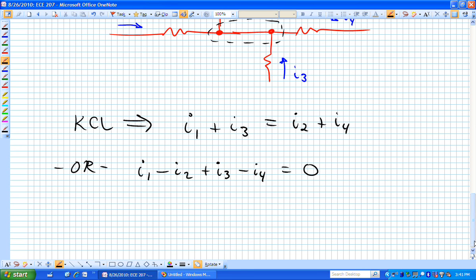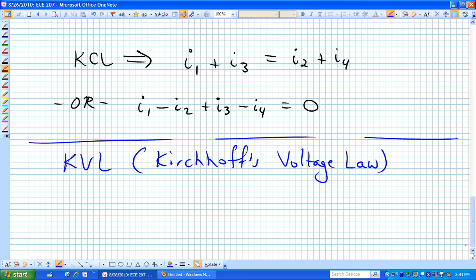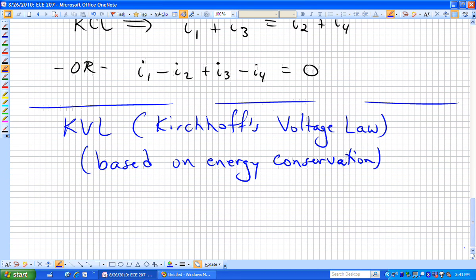Let's work with KVL, which is Kirchhoff's voltage law. KCL was that we can't accumulate charge at a point. This is basically a conservation of energy type condition. This is based on energy conservation, and we'll try to talk about that in a minute, but we can't create or destroy energy.